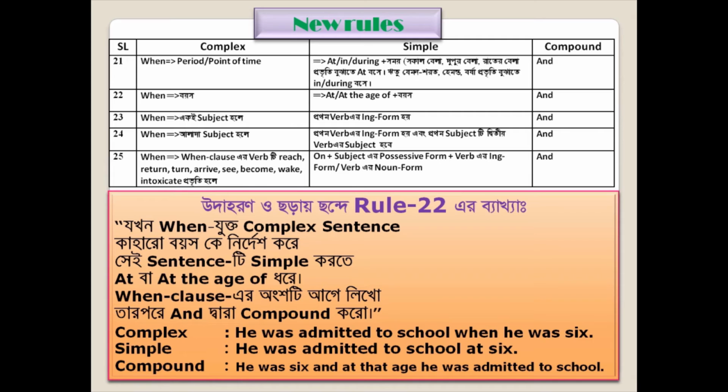Rules number 23. When, there is when in complex and the both clause takes the same subject, you will have to use ing form of the first verb in simple, and in compound you will have to use and.